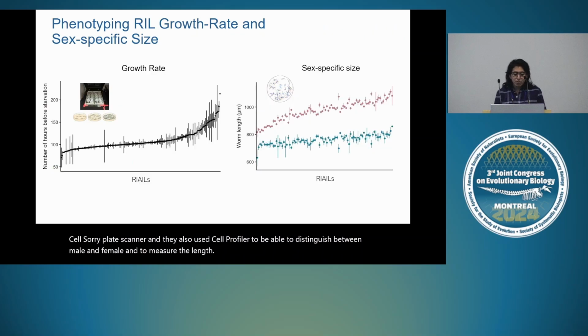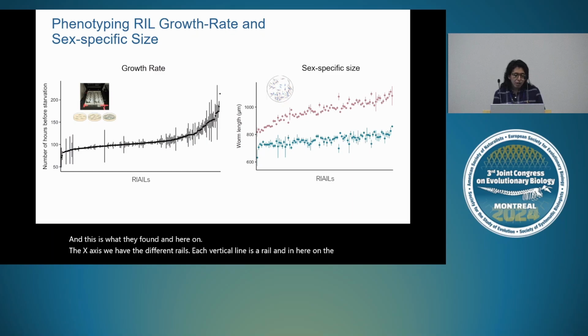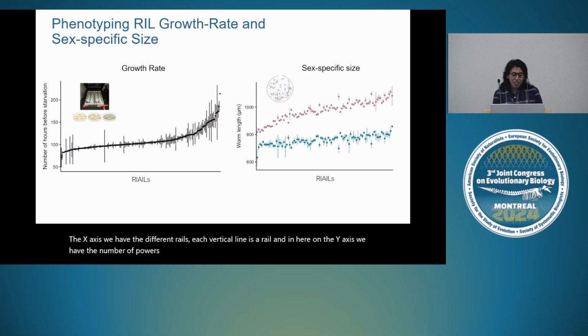And this is what they found. On the x-axis, we have the different lines. Each vertical line is a line. And on the y-axis, we have the number of hours before starvation. And all of these lines are from a single cross.